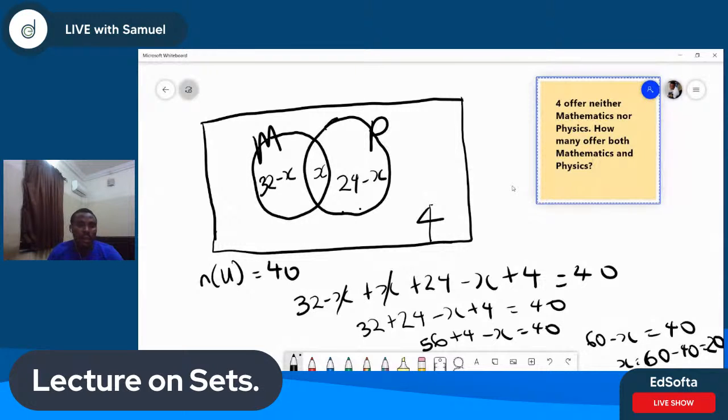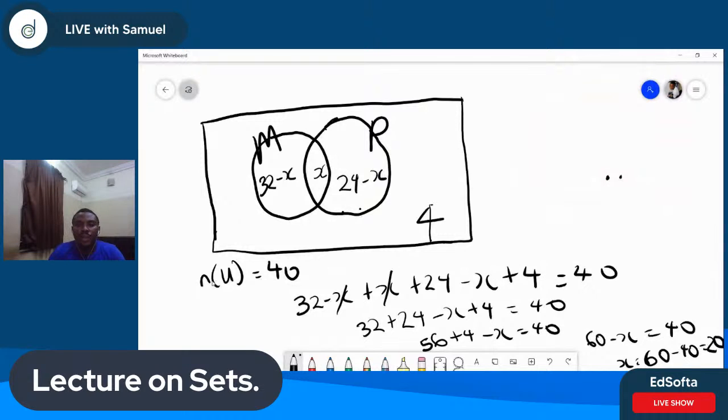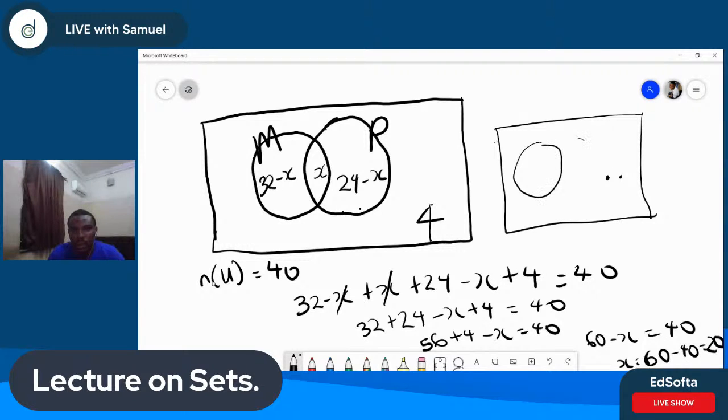So this diagram can be redrawn as this. 32 minus 20, 12, 20, 4, 4. If you notice, when you add all this, you have what? 40 at the end of the day. So that is just one question. Let's see if we can still solve some more questions before we call it a day.